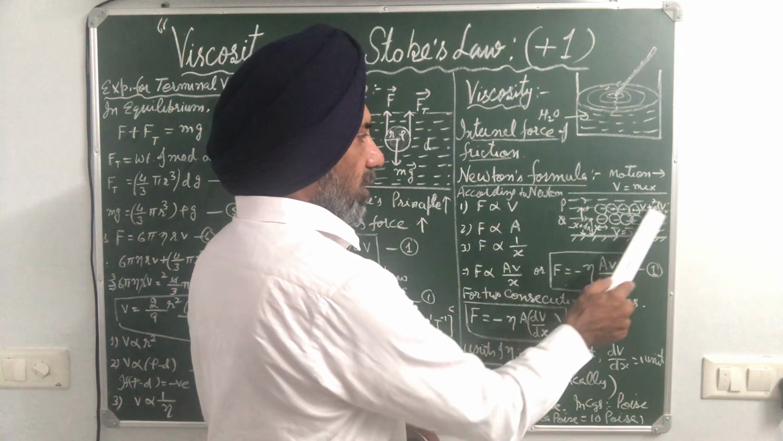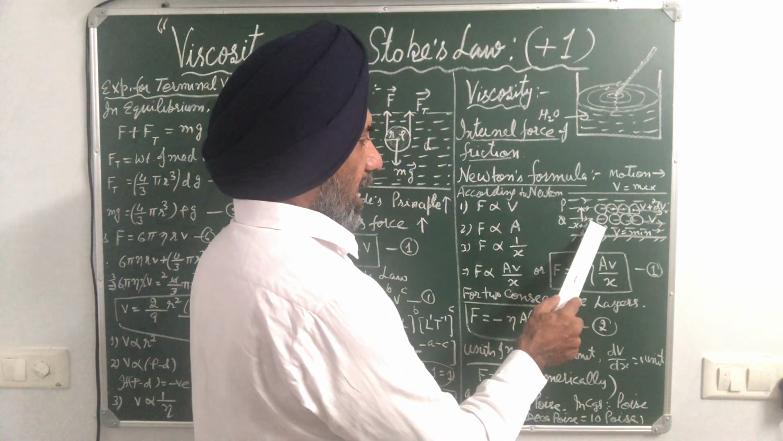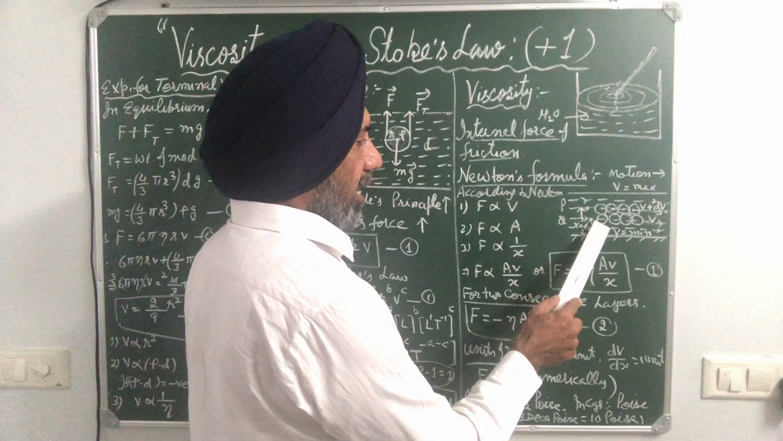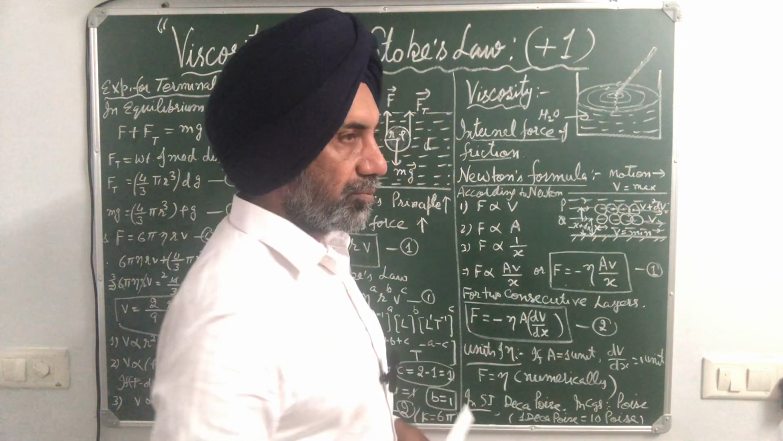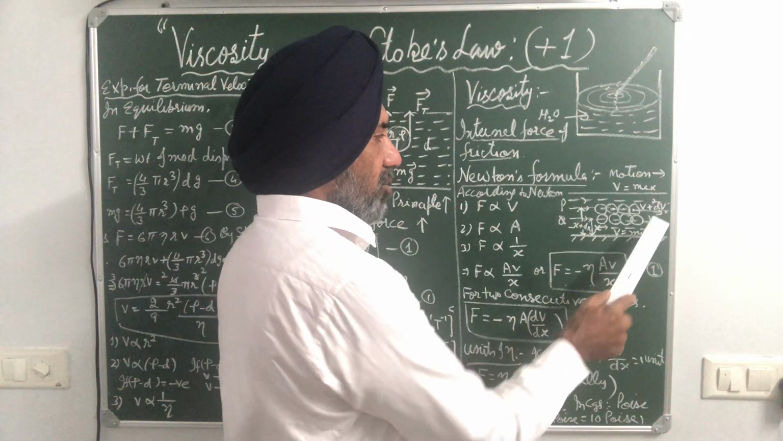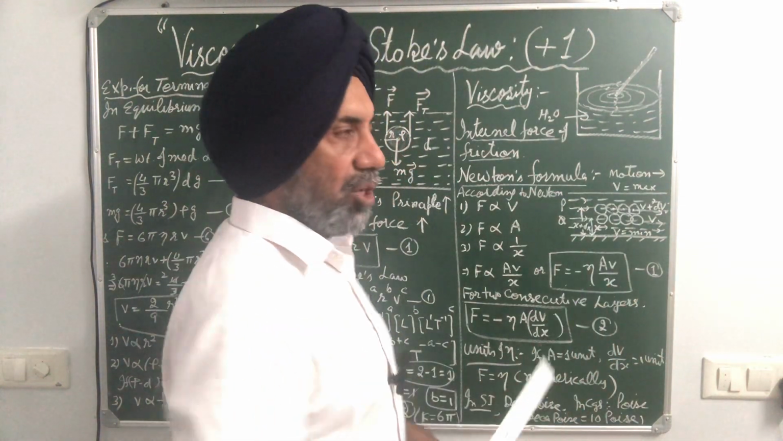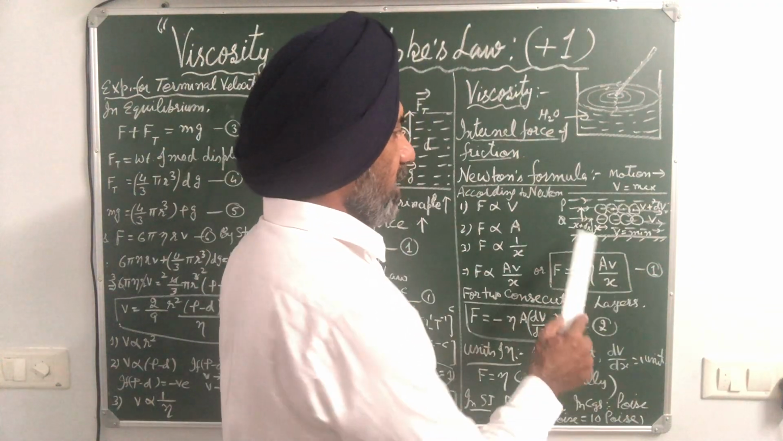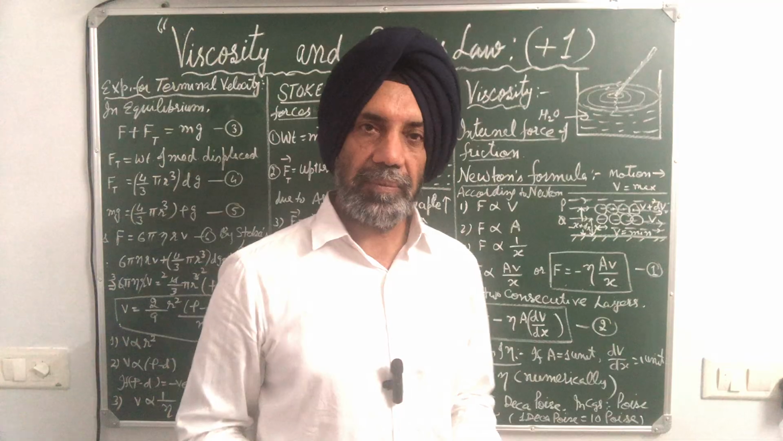Now consider two layers P and Q, two consecutive layers at distances x plus dx and x respectively. So P is above Q. Then the velocity of layer Q will be slightly less than the velocity of layer P. So let v be the velocity of layer Q and v plus dv be the velocity of layer P.